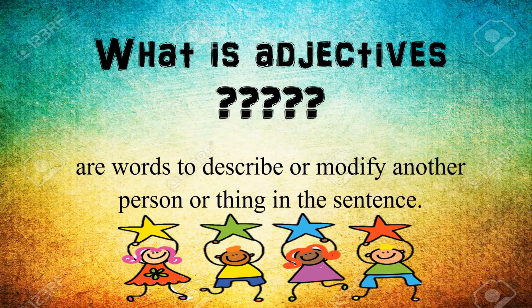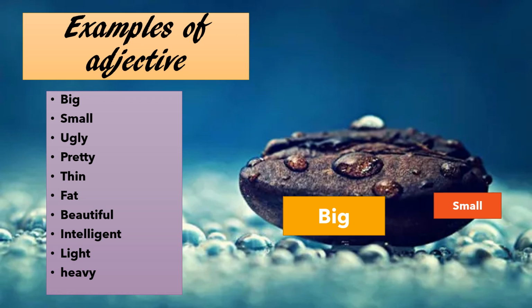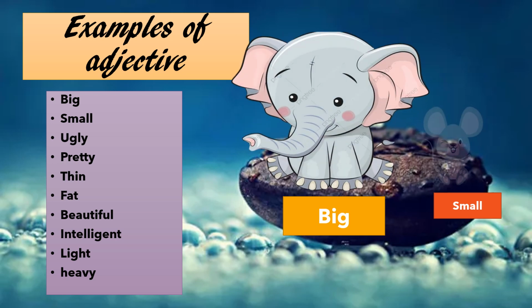Alright, I believe that you know about adjectives. So, what are adjectives? Adjectives are words to describe or modify another person or things in the sentence. Examples of adjectives are big, small, ugly, pretty, thin, fat, beautiful, intelligent, light, heavy, and so on. You can see the elephant is big and the mouse is small. So we describe the things, the animals, or the person by using adjectives.